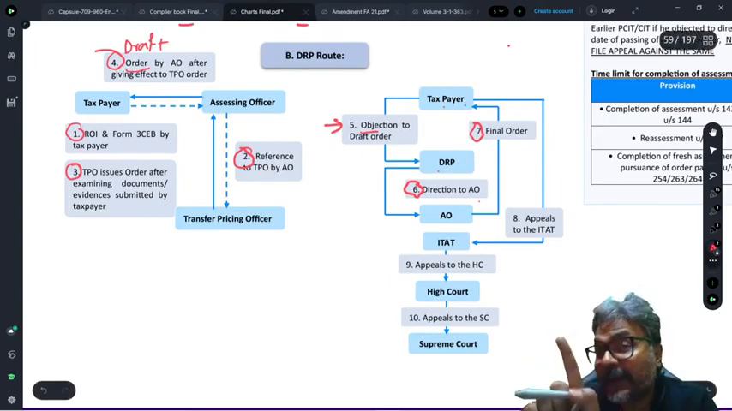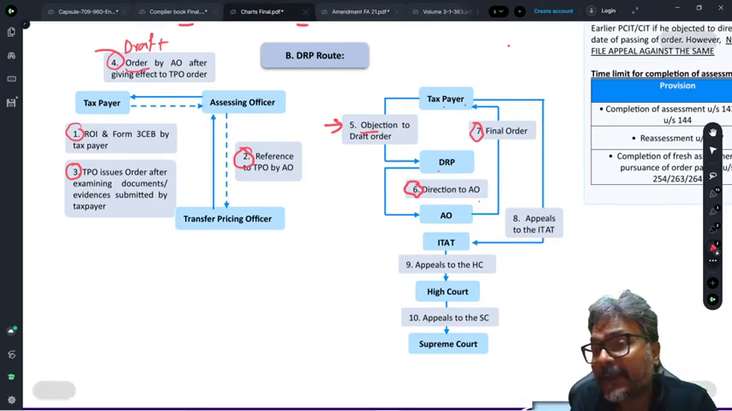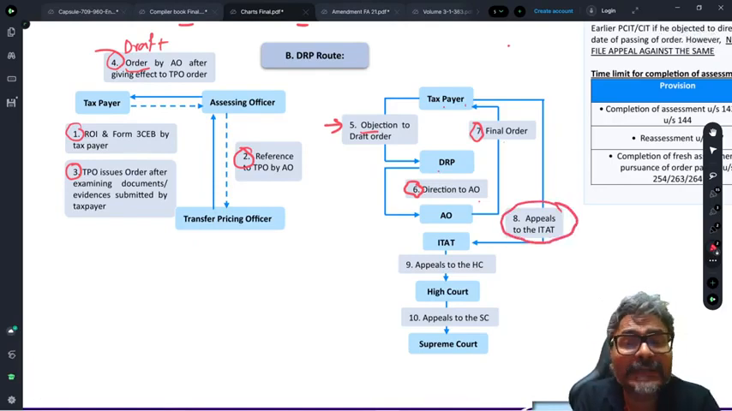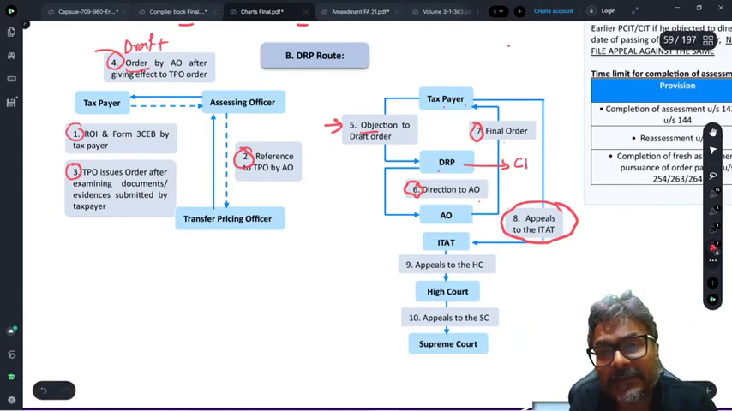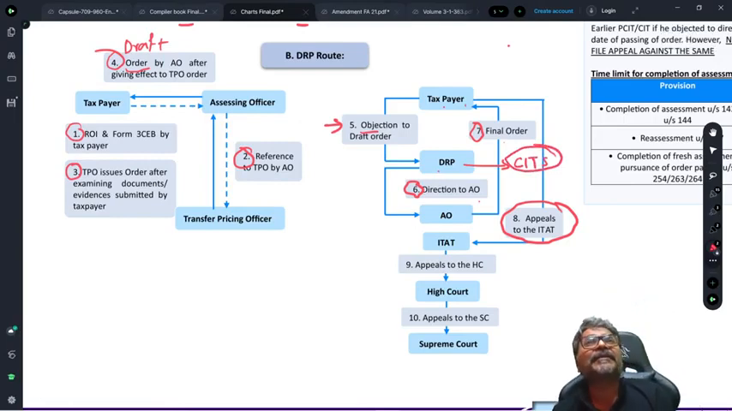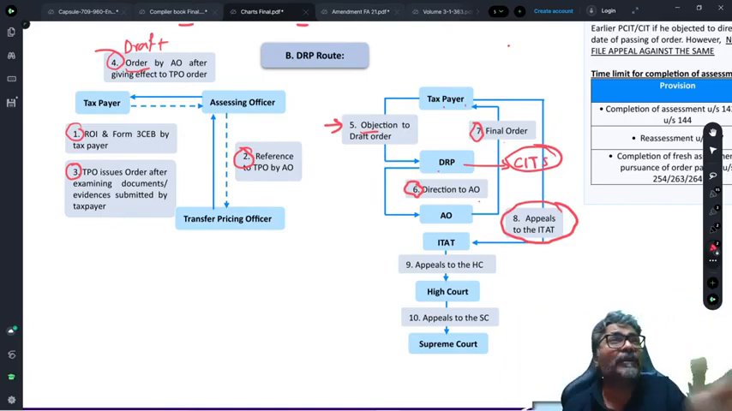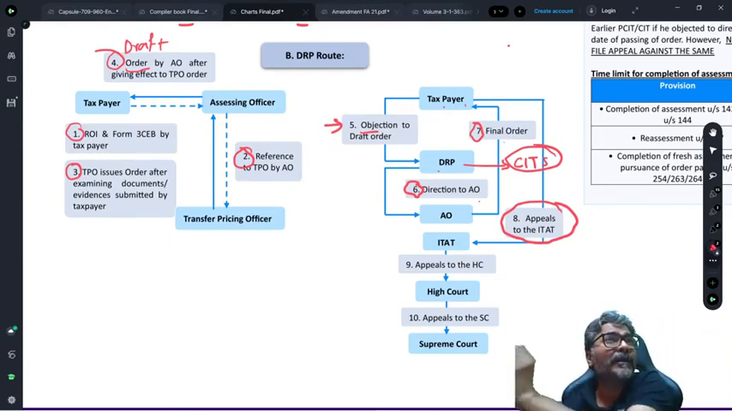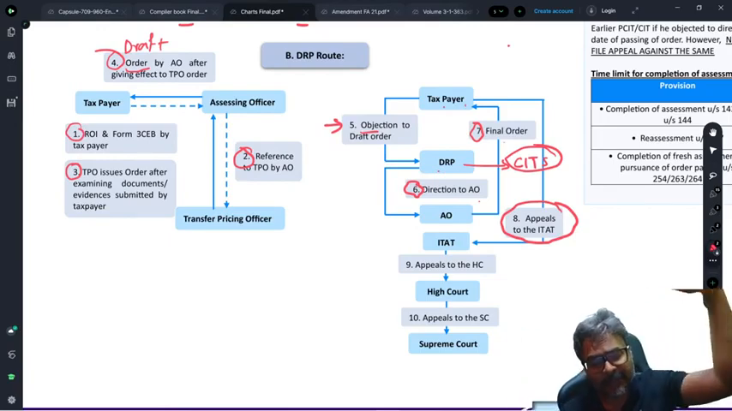And thereafter, the taxpayer will file the appeal against the final order. The appeal will be filed before the ITAT. Why does it go to the ITAT? Why not to the CIT appeal? Because the panel of the DRP consists only of the CITs. And that is the reason why, against the final order passed by the AO on the basis of the direction that it has received from the DRP, which consists of the panel of the CIT, if the SSC has any objection on this final order, he can file the appeal directly before the ITAT.